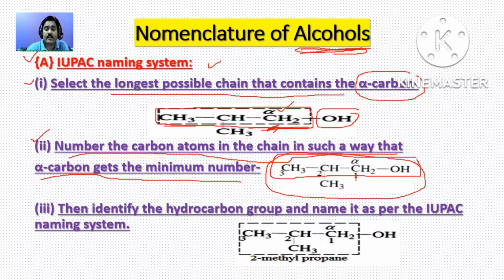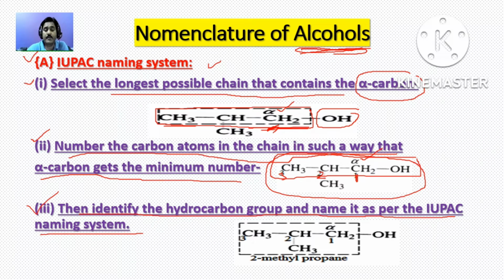So that carbon here, the alpha carbon, gets number 1, and the next one gets number 2, and the next number 3. There are three carbon atoms present, so we have to number all three. The numbering starts from the side of the carbon which has the OH group. Now the third point: identify the hydrocarbon and name it as per the IUPAC naming system.